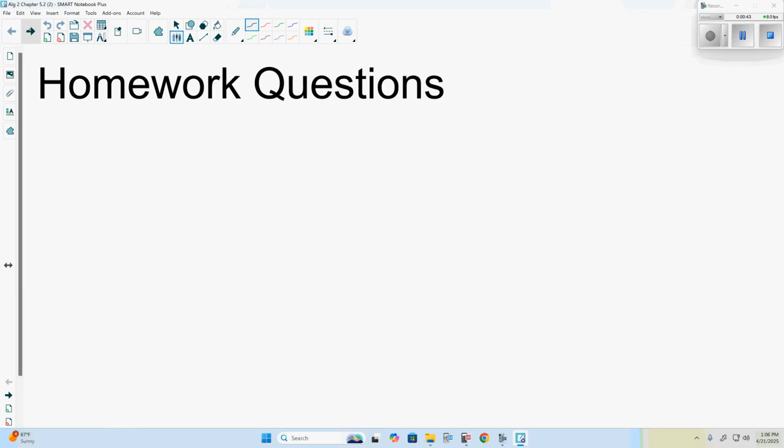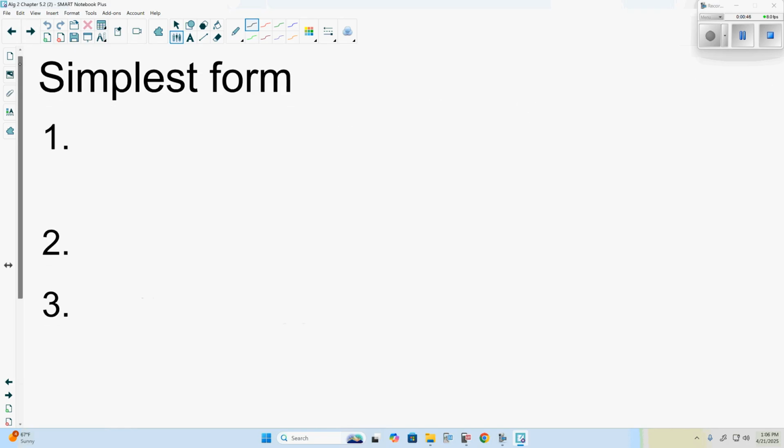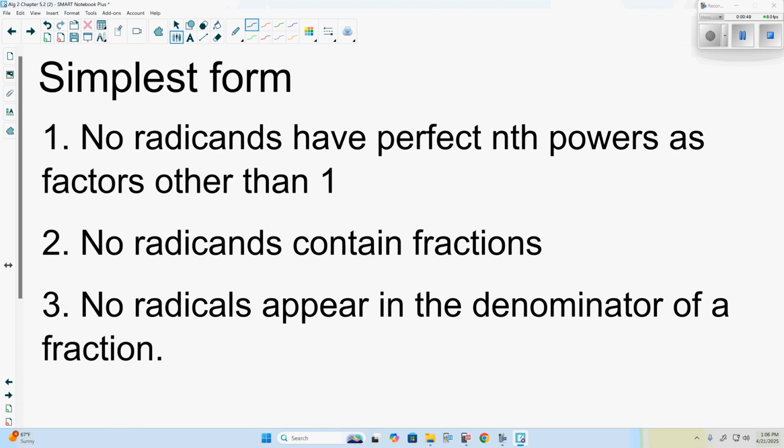All right. So, simplest form. We talked about this Thursday. Radical expressions are considered to be in simplest form if no radicals have perfect nth powers as factors other than 1. Really, that's saying we can't leave something as, say, the square root of 8. Because the square root of 8, we have 4 times 2. Square root of 4 is 2. We can simplify it. If there is a number or a product or term inside the radical that can be simplified out, we need to simplify.